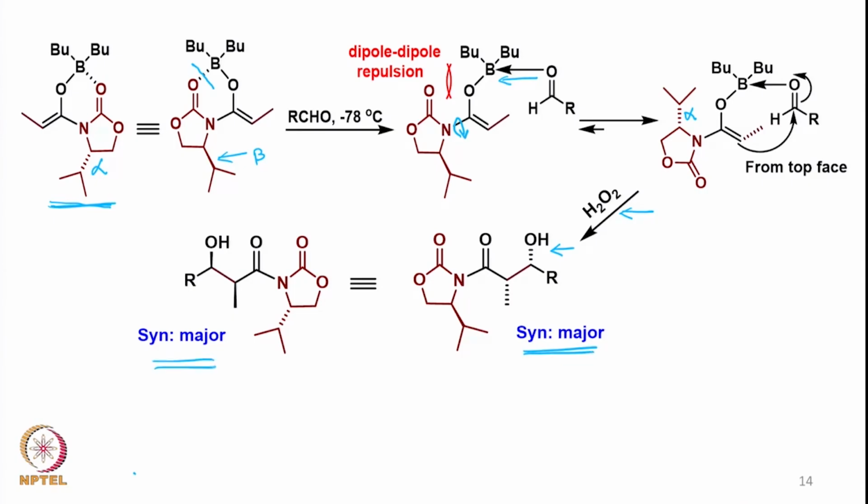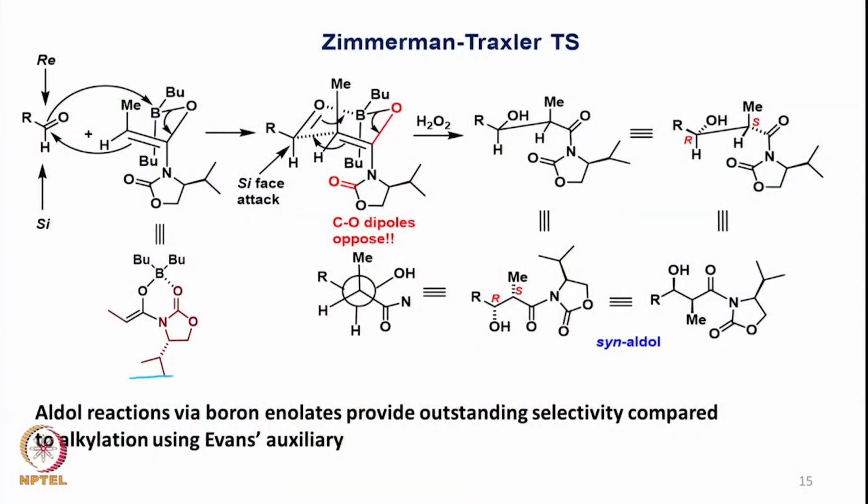Now we can look at this in a slightly different way from the conformation angle. So we can look at the Zimmermann-Traxler transition state. This is the enolate that we started with. The same enolate can be written in this particular fashion, where as you can see the methyl group here and the double bond are such that the enolate and the methyl group are in the same direction. Then the aldehyde comes into contact with the boron.